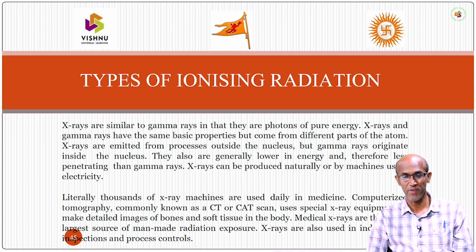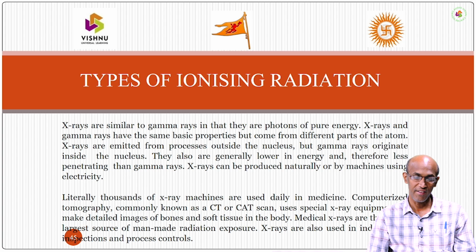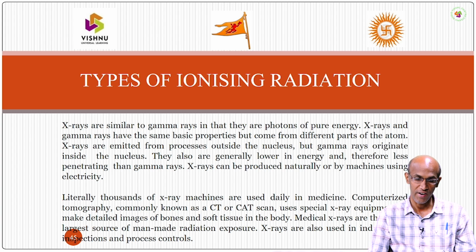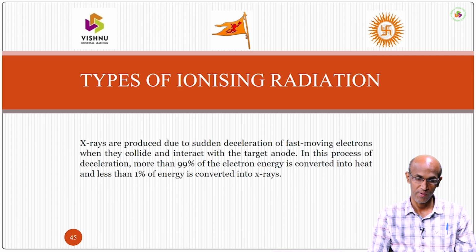X-rays can be produced naturally or by machines using electricity. Literally, thousands of X-ray machines are used daily in medicine. Computerized tomography, commonly known as CT or CAT scan, uses special X-ray equipment to make detailed images of bones and soft tissues in the body. Medical X-rays are the single largest source of man-made radiation exposure. X-rays are also used in industry for inspection and process control.